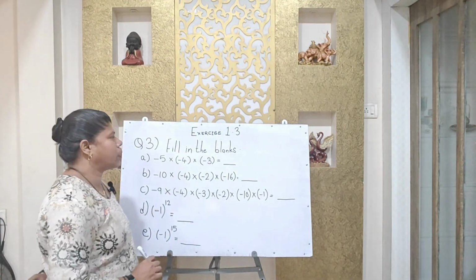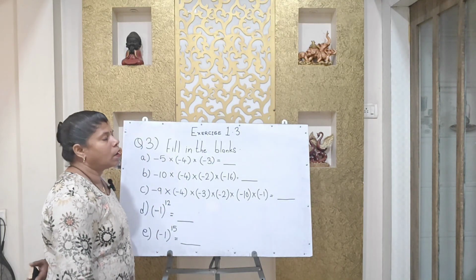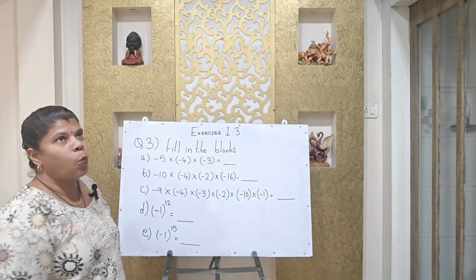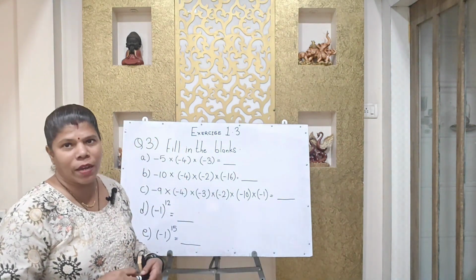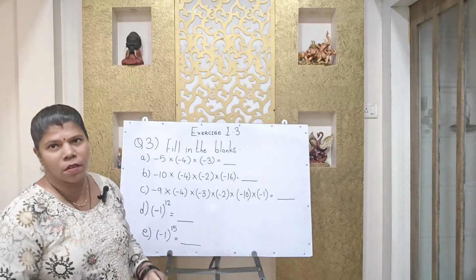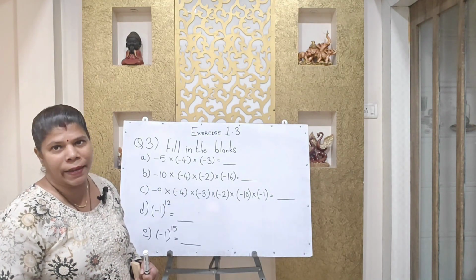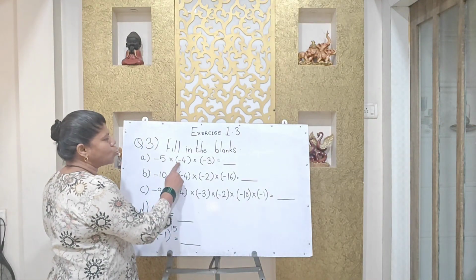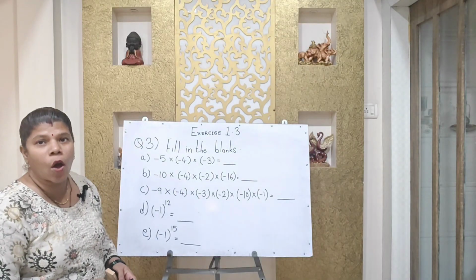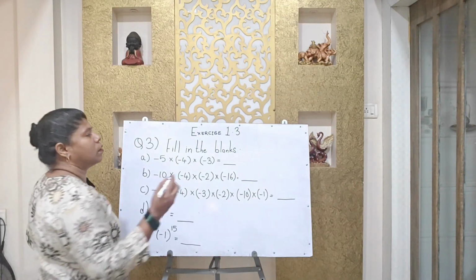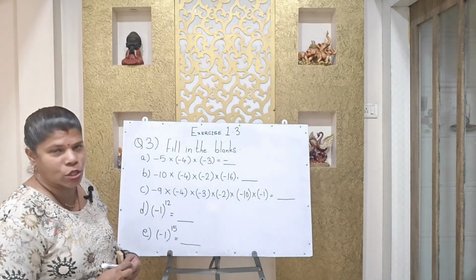Fill in the blanks. Now, we have to multiply these three numbers. We know that when a number is multiplied an even number of times, the sign will be positive. If the number is multiplied an odd number of times, then the sign will be negative. How? See, 1, 2, 3, 3 negative signs in the one sum. So 3 is an odd number, so the answer will be negative. Okay, so one thing is clear, our answer will be negative.